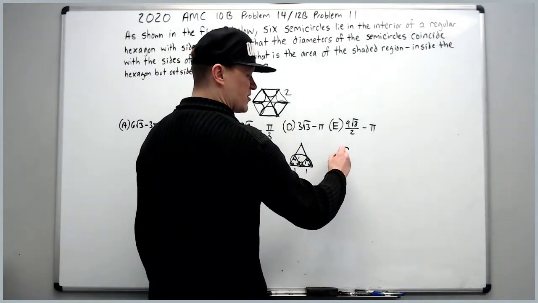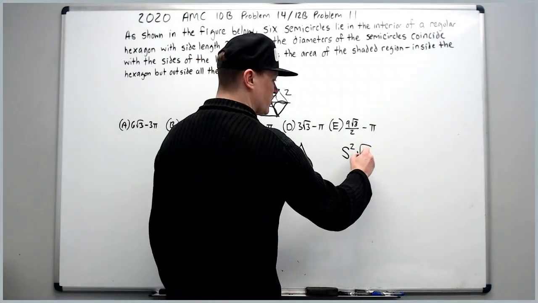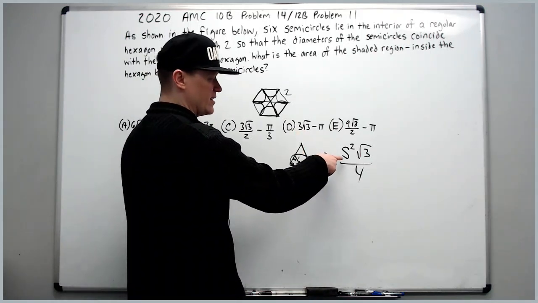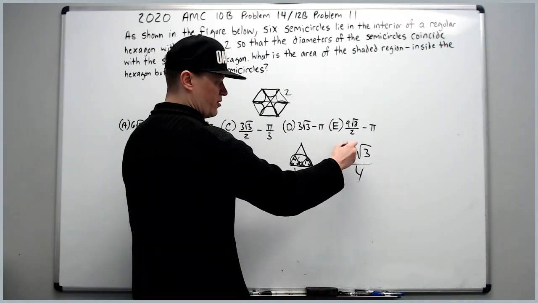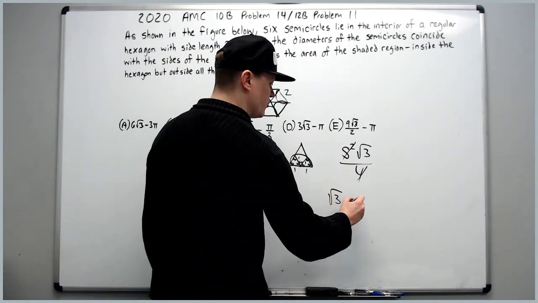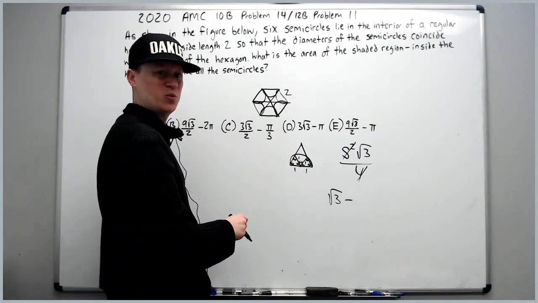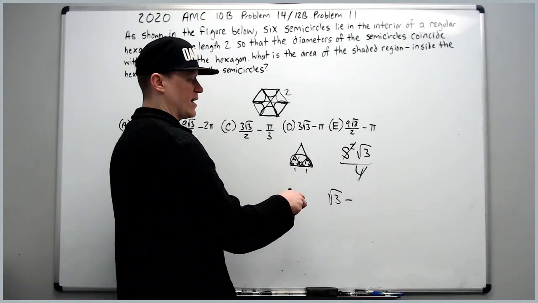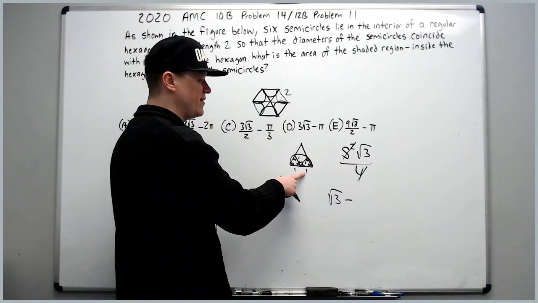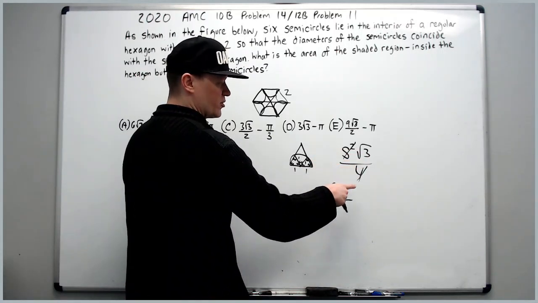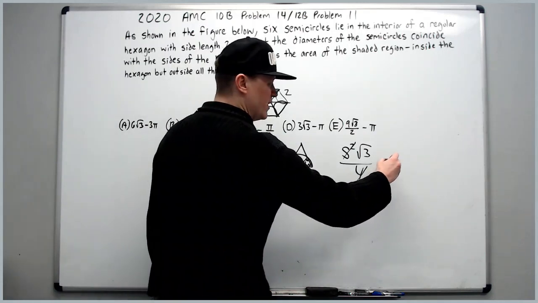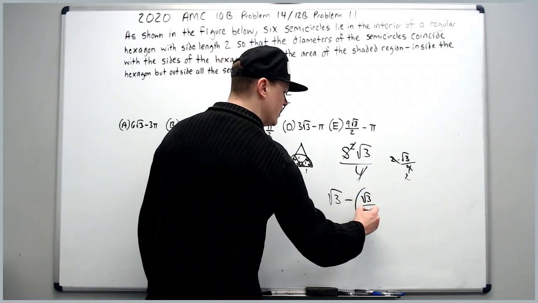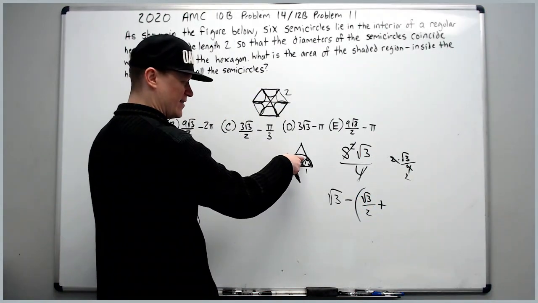So again, we're going to use s squared root 3 over 4 for the area of an equilateral triangle, where s stands for side length. The big equilateral triangle has side length 2, so 2 squared over 4 will cancel. We're going to get root 3 minus, and now we have to subtract the parts we don't want. We can just do these two equilateral triangles, which are also s squared root 3 over 4, but s is just 1 this time. So it's going to be root 3 over 4, but there's 2 of them. So 2 times root 3 over 4 is root 3 over 2. Plus, we also have to add the sector in the middle.